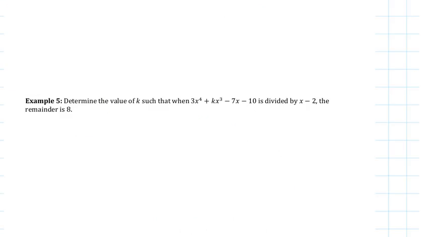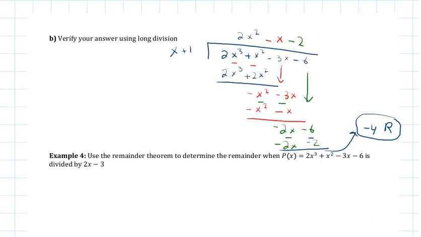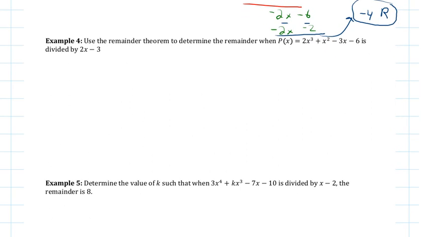Is that the same answer that we just got in the previous slide? The remainder of negative 4? Yep. So if I just want to find the remainder, all I have to do is plug in the factor. So in this case, if it's x plus 1, you're going to plug in negative 1 into x and calculate to find the remainder.